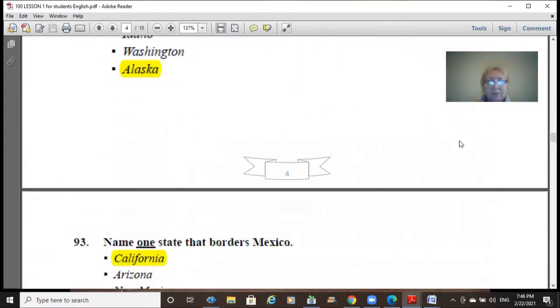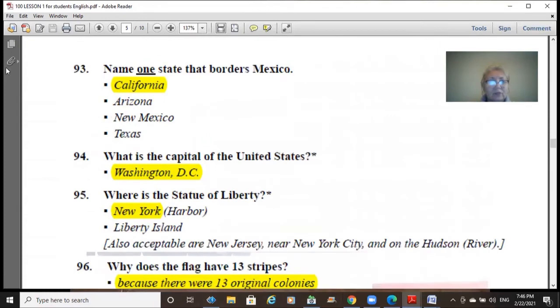Next one, number 93. Name one state that borders Mexico. There are 4 of them. And one of them is the state that I live in. It's California. That's why I marked that one.